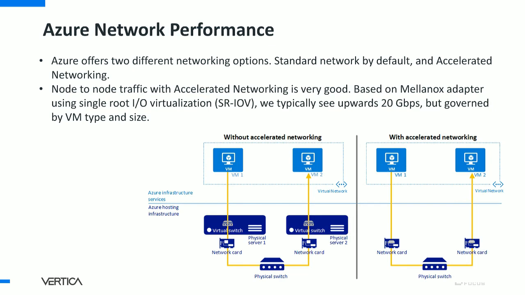Accelerated networking in Azure is based on single root I/O virtualization of the Mellanox adapter. This is basically the VM talking directly to the physical network card in the host hardware, and it can produce network speeds up to 20 gigabits per second, so much, much faster. Keep in mind, though, that not all VM types and operating systems actually support accelerated networking. And just like disk throughput, network throughput is based on VM type and size.